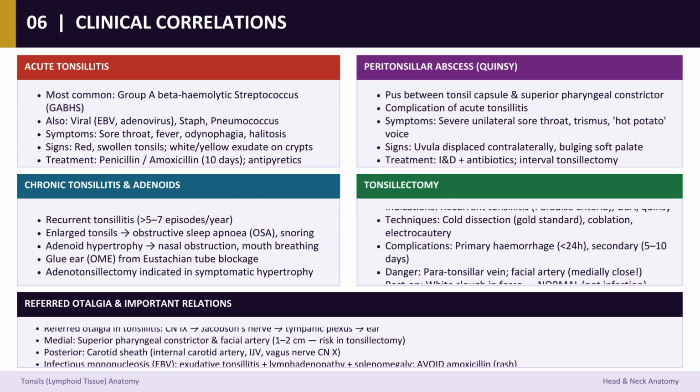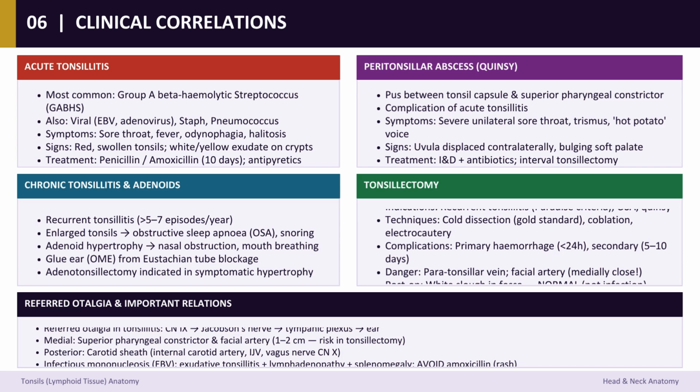Chronic tonsillitis and adenoids. Recurrent tonsillitis, 5 to 7 episodes per year. Enlarged tonsils, obstructive sleep apnea, and snoring. What is obstructive sleep apnea? We can discuss in the next slide. Adenoid hypertrophy: nasal obstruction, mouth breathing, glue ear, otitis media with effusion from eustachian tube blockage. Adenotonsillectomy is indicated in symptomatic hypertrophy. Here you can see which structure blocks and which causes symptoms.